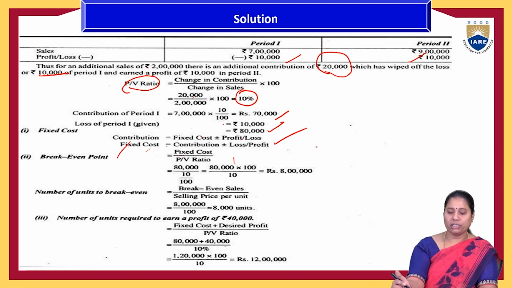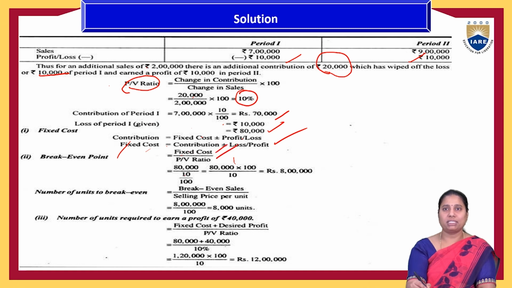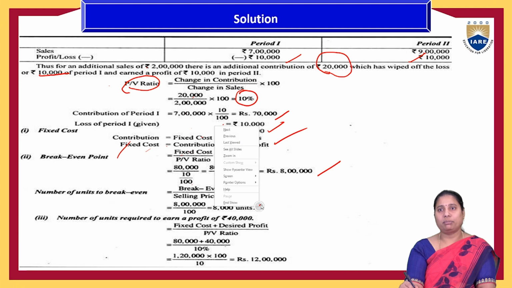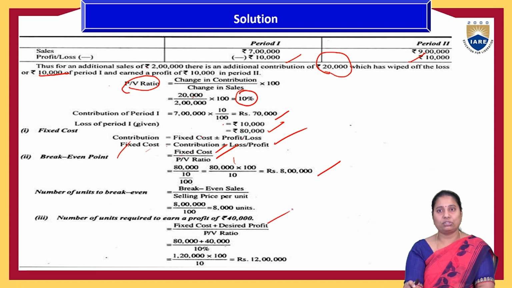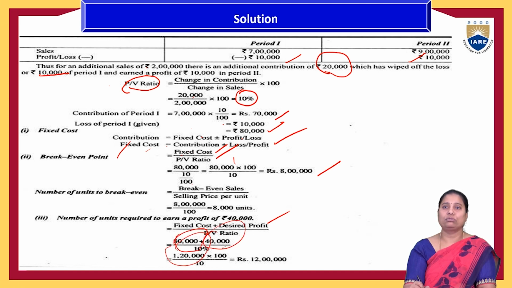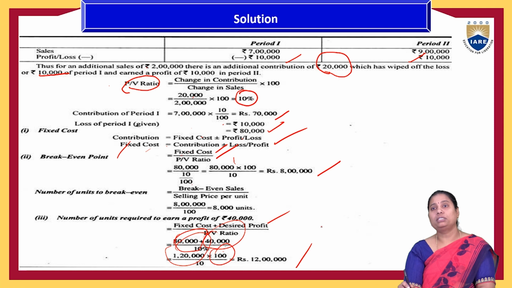And also we can calculate the break-even point with the formula of fixed cost divided by P by V ratio, that means 80,000 divided by 10%, which means 8 lakhs worth of break-even point. The number of units at the break-even point is 8 lakhs divided by 100 rupees they are selling, which means 8,000 units. The number of units required to earn a profit of 40,000 is fixed cost plus desired profit divided by P by V ratio. Fixed cost is 80,000 and the desired profit is 40,000, so 1,20,000 into P by V ratio of 10% means 12 lakhs worth of sales they have to make to earn a profit of 40,000.